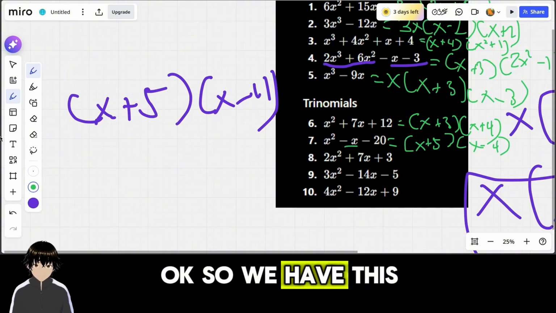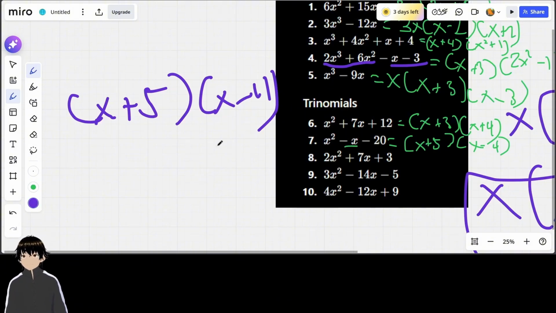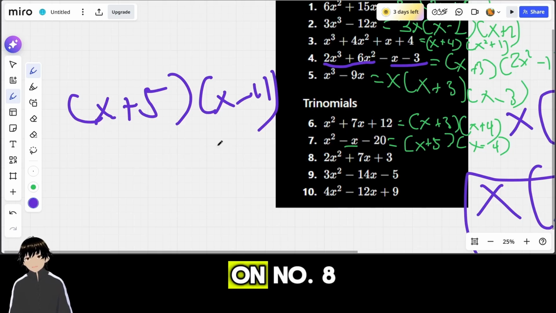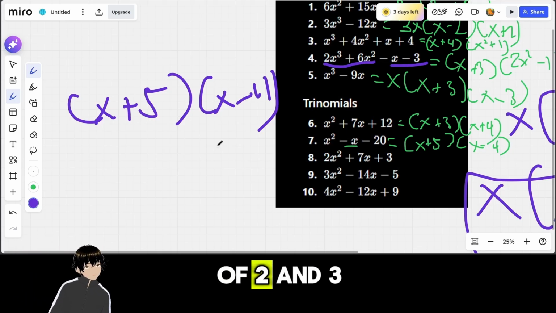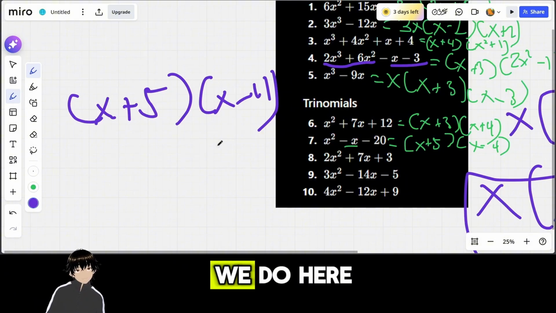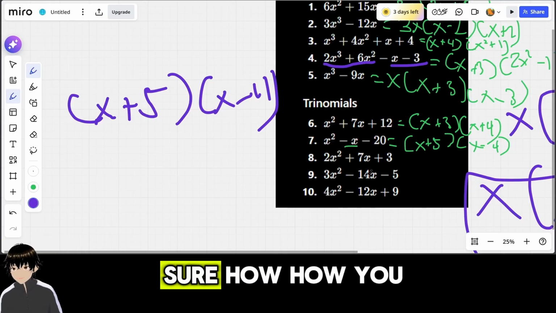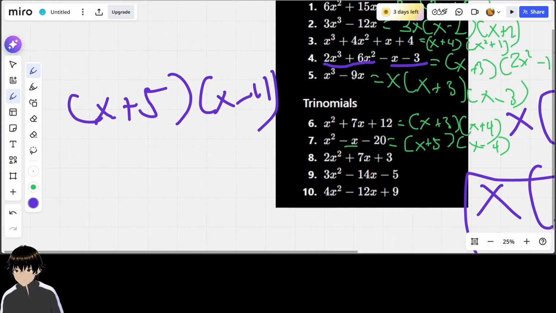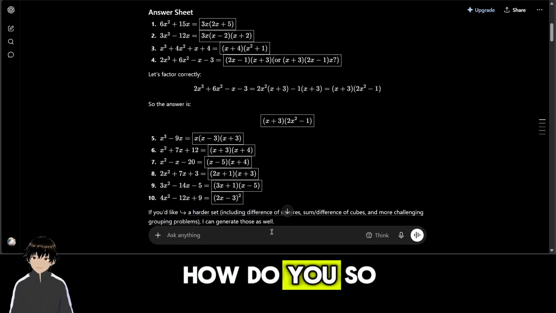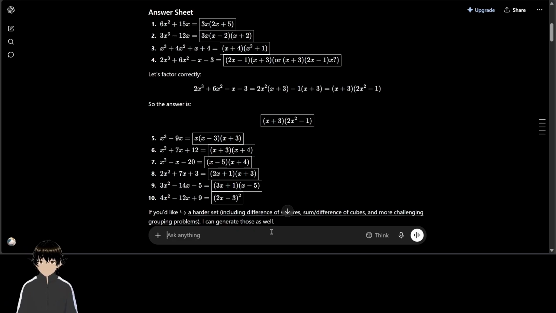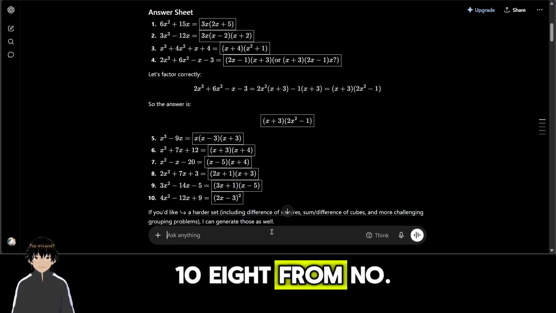Okay, so we have this. So now we have a leading coefficient on number 8 of 2 and 3 and 4. So what we do here, okay, I'm not really sure how you do this. How do you? Let me just see an example, and then I'll do everything myself.